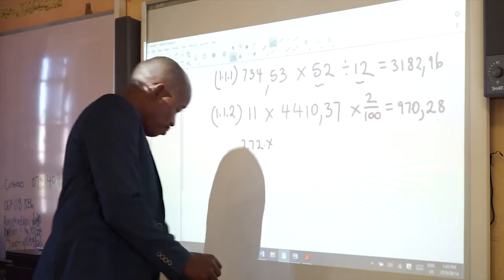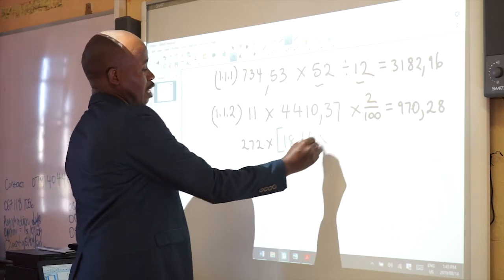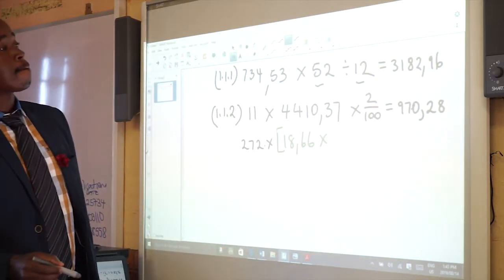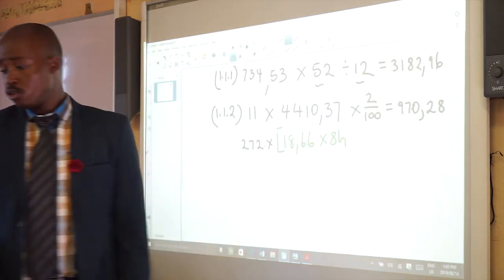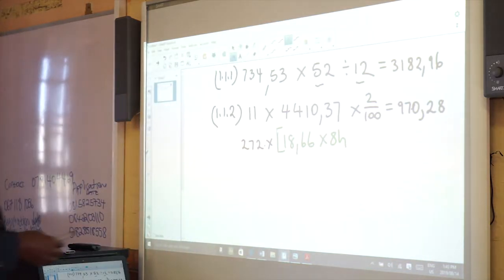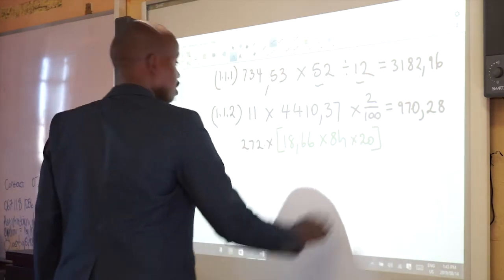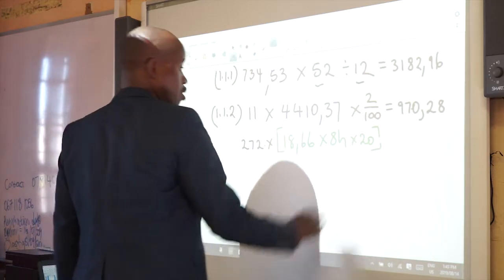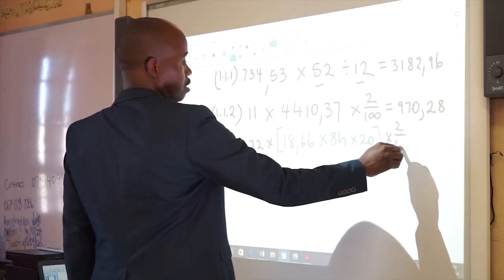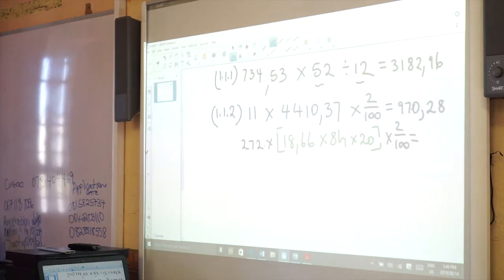18.66 per hour, times 8 hours per day. But we are looking for the month, so how many days in a month? Working 20 days in a month. Then multiply this by the percentage for the UIF, which is 2%. By combining your calculation into one long calculation, you are also saving time and making it more organized.